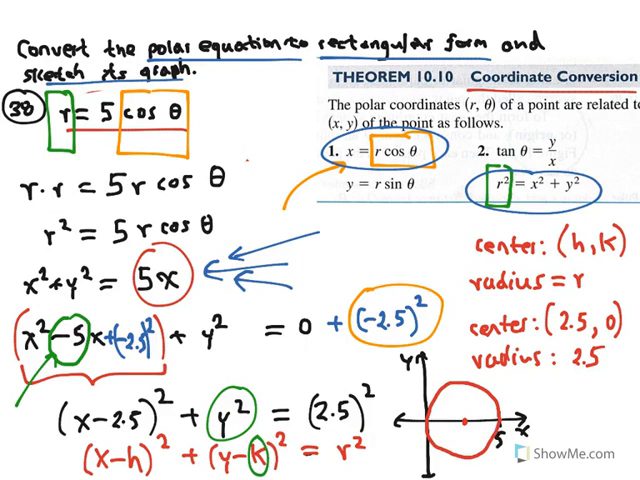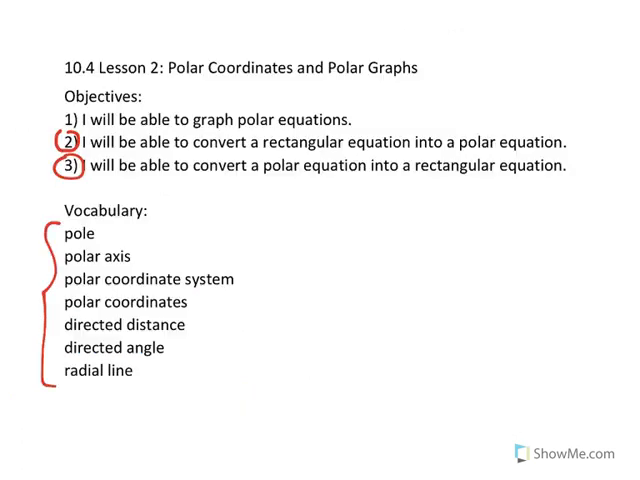And we were able to get the graph by first converting our polar equation into rectangular form and then completing the square. Today we looked at graphing polar equations and converting a rectangular equation into polar form and converting a polar equation into a rectangular equation by using the coordinate conversion equations.